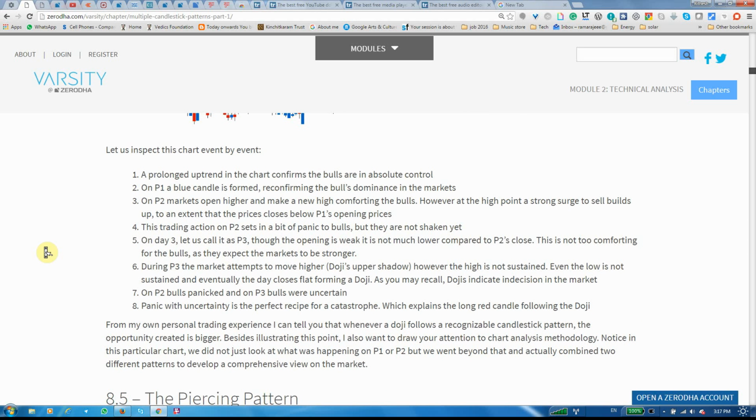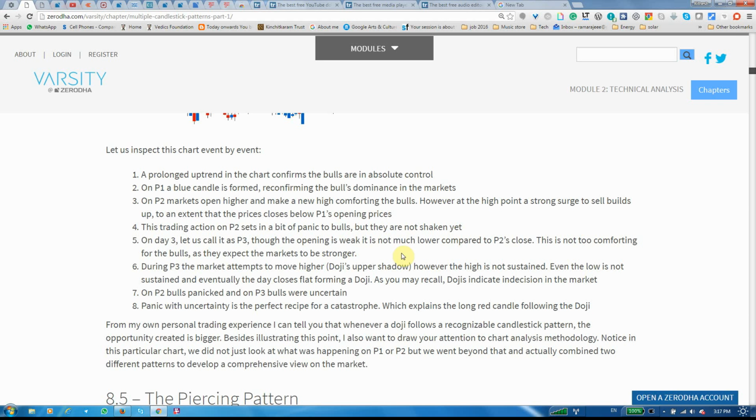On day 3, let us call it P3. Though the opening is weak, it is not much lower compared to P2's close. This is not too comforting for the bulls, as they expect the markets to be stronger. During P3 the market attempts to move higher, forming the doji's upper shadow, however the high is not sustained. Even the low is not sustained and eventually the day closes flat, forming a doji.